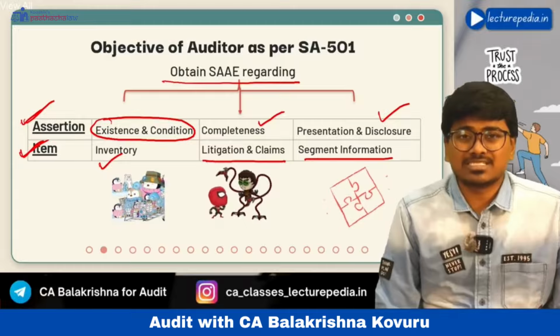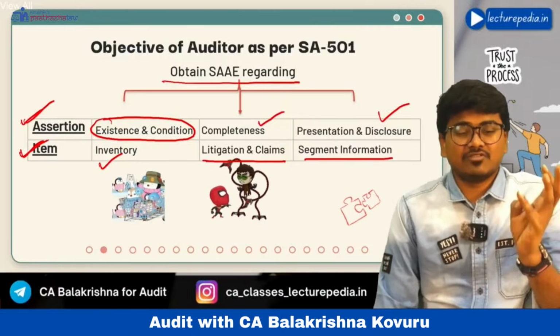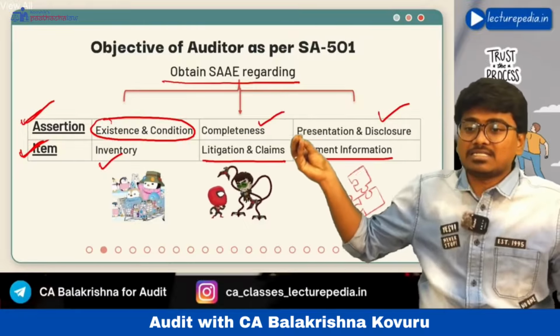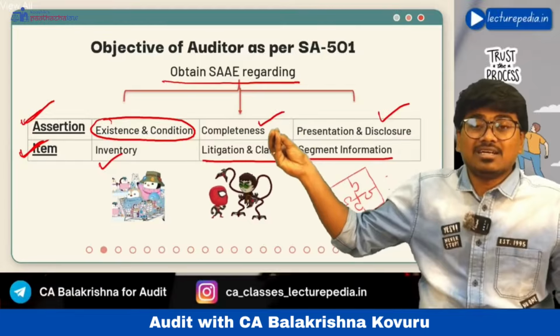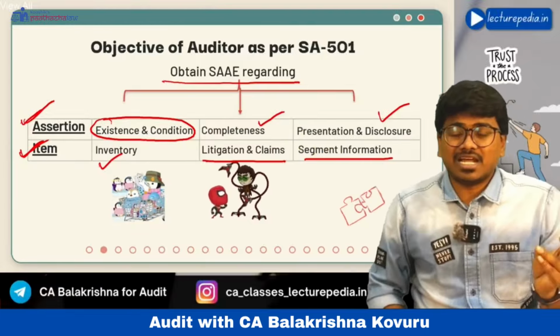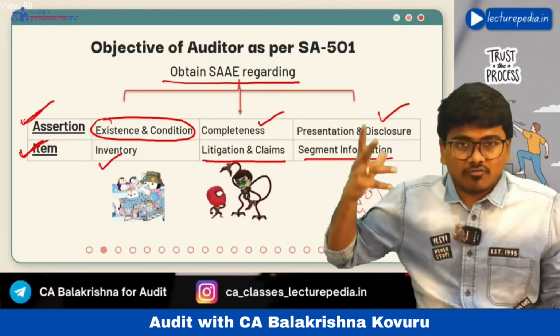So what are those three selected items? One is inventory. With respect to inventory, which assertion will we be dealing with? Existence and condition of inventory. The second item is litigation and claims. In this regard, which assertion? Completeness of litigation and claims.